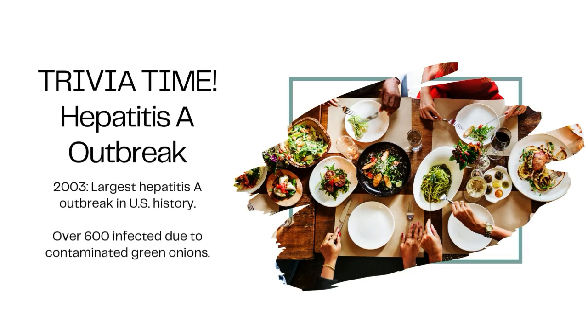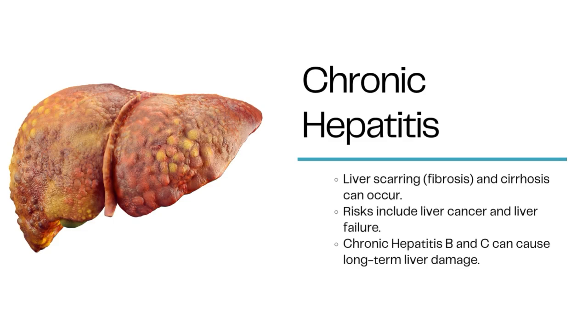It also reminds us of the broader community impact of hepatitis outbreaks, whether they're linked to restaurants, homeless shelters, or healthcare settings. When hepatitis becomes chronic, meaning it lasts for more than 6 months, it can quietly cause significant damage to the liver over time. Chronic hepatitis is most commonly caused by hepatitis B or hepatitis C, and while someone may feel fine for years, their liver could be facing ongoing inflammation, and here's what that could look like.